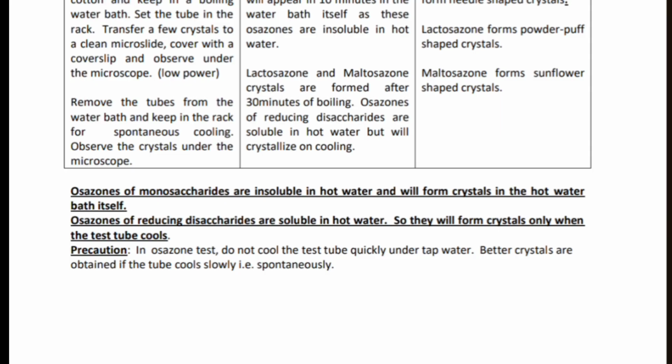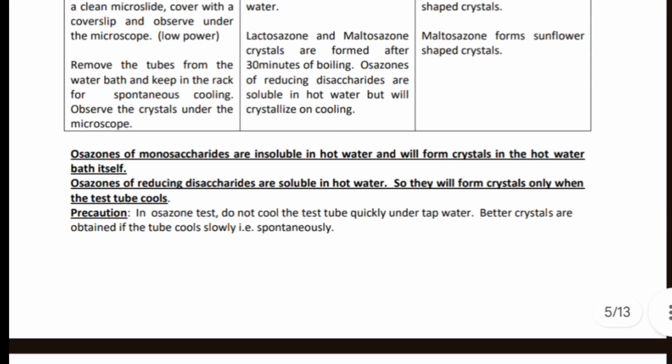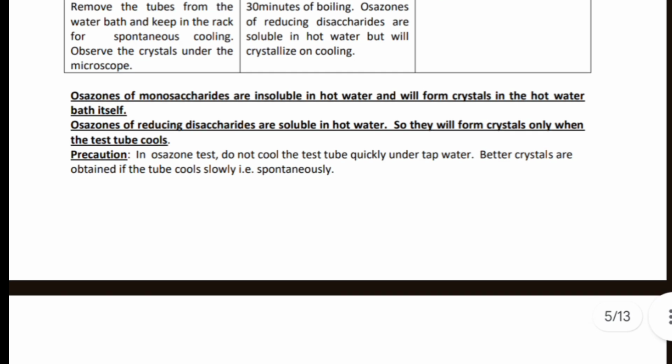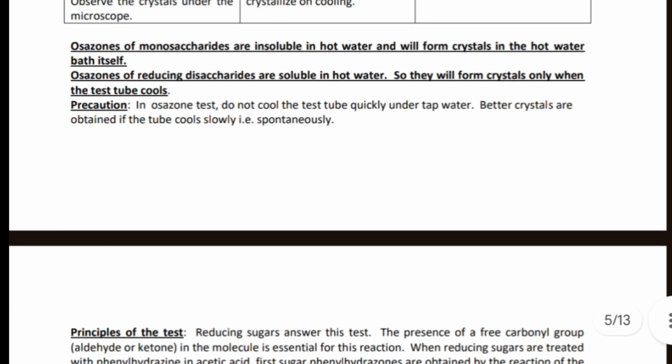Osazones of reducing disaccharides are soluble in hot water but will crystallize on cooling. So lactosazone forms powder puff shaped crystals. Powder is white in color, lactose is kind of milk, so white, you just remember lactosazone forms powder puff shaped crystals. Maltosazone forms sunflower shaped crystals. You should know the diagram of it. Osazones of monosaccharides are insoluble in hot water and form crystals in the hot water bath itself. Osazones of reducing disaccharides are soluble in hot water, so they will form crystals only when the test tube cools.